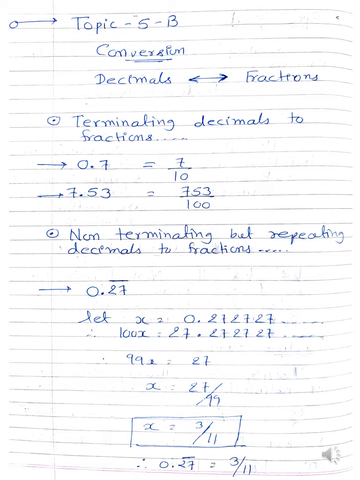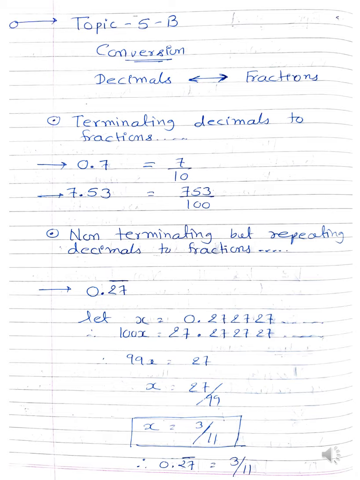Now we have seen in standard 9 how to convert non-terminating but repeating decimals into fractions. Now we have taken some examples. Let's have the first one, 0.27 bar. Actually 0.27 bar is nothing but 0.27272727 going on and on. So we are assuming 0.27 bar equals x. So we can write x equals 0.272727 going on and on.